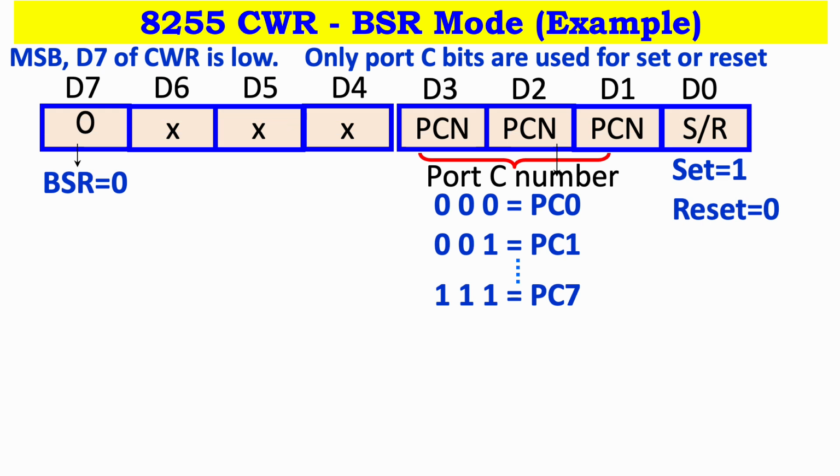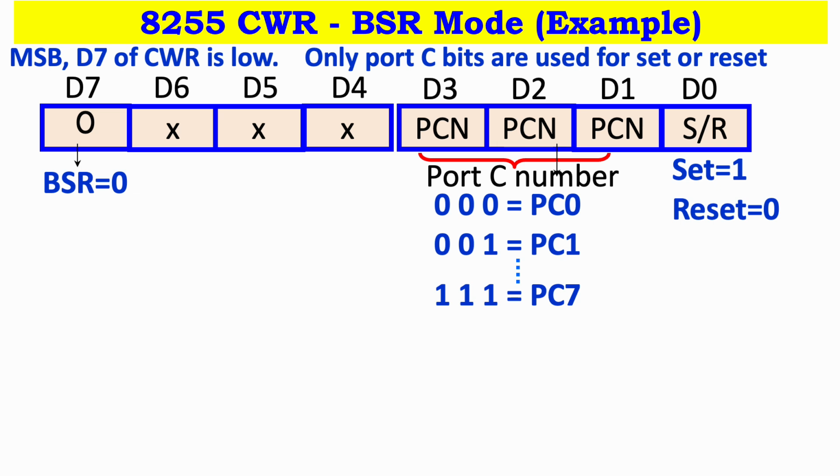You can observe that previously, in I/O mode, we kept D7 as 1. Now for the BSR mode we keep D7 as 0. D6, D5, D4 are don't care. There is no need to use them; we can use either zeros or ones. Now if you observe D3, D2, D1, this is the port C bit number. Which bit of port C we want to set can be taken from these three bits.